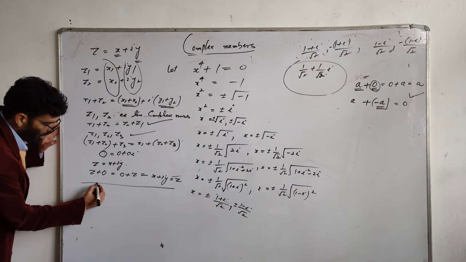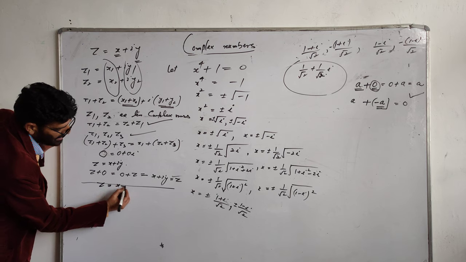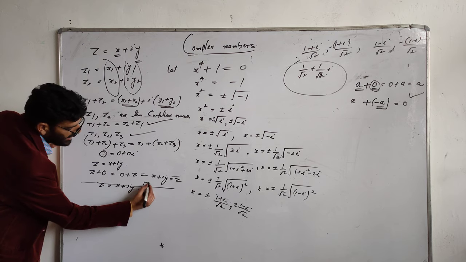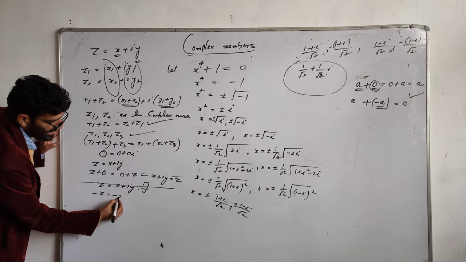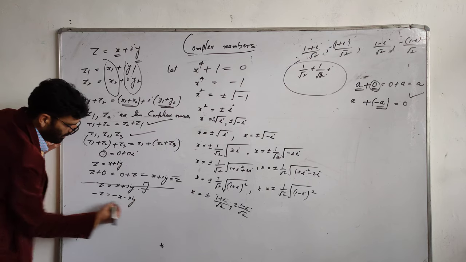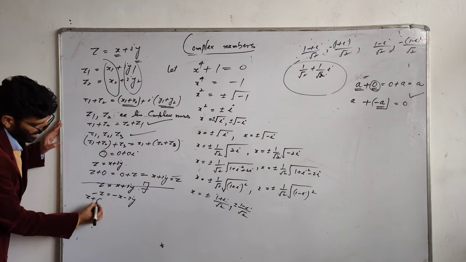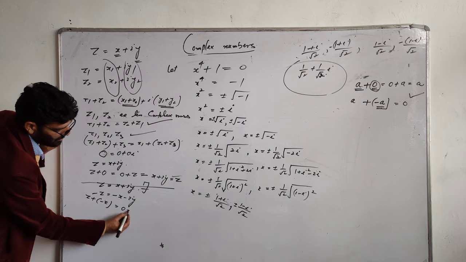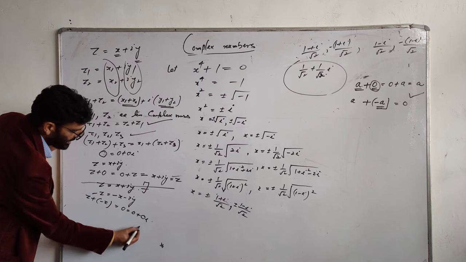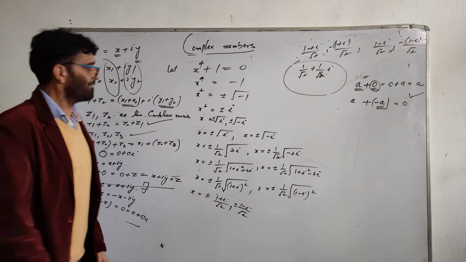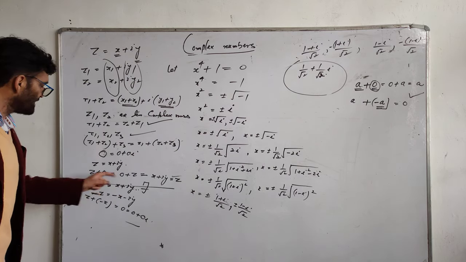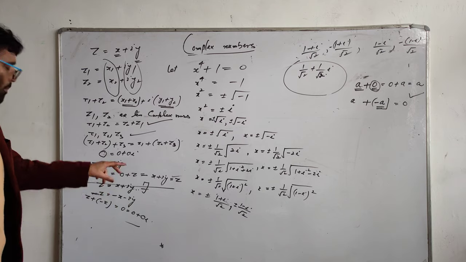Similarly here, for every complex number z is equal to x plus iota y, there exists minus z is equal to minus x minus iota y, where the two will be added. That is, z plus minus z, you will get 0, which is equal to 0 plus 0 iota. This means minus z is the additive inverse of z, because it nullifies z completely in the operation of addition.